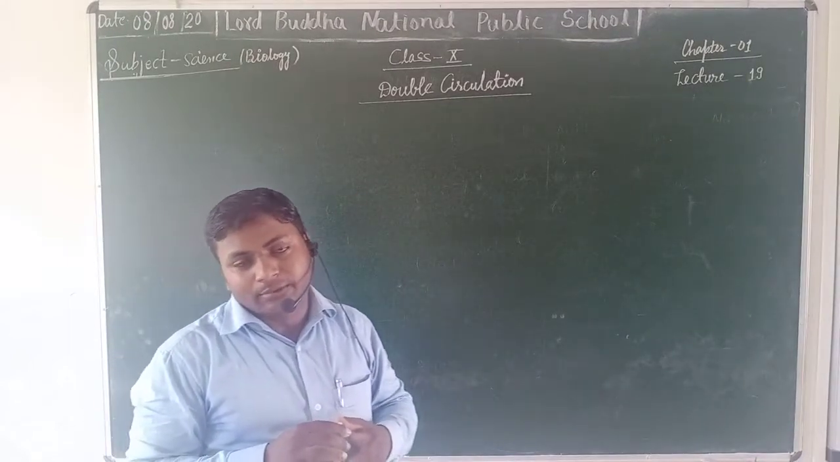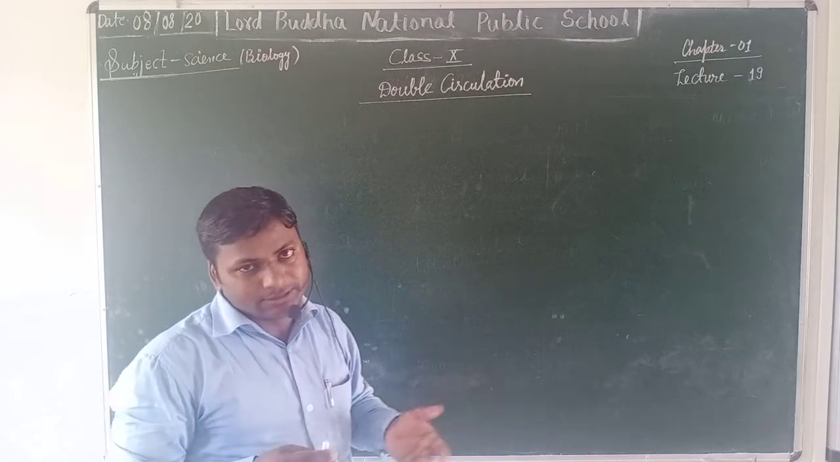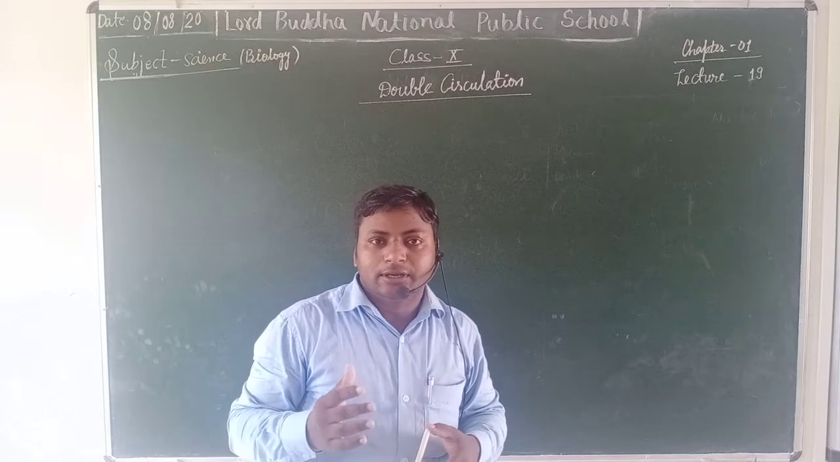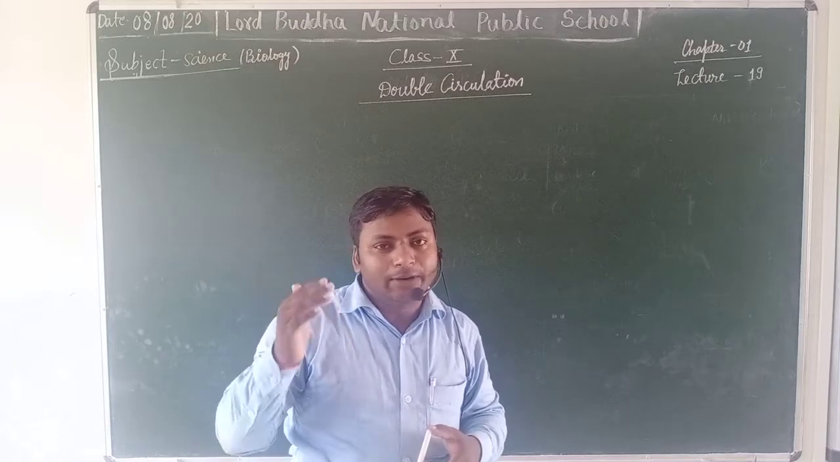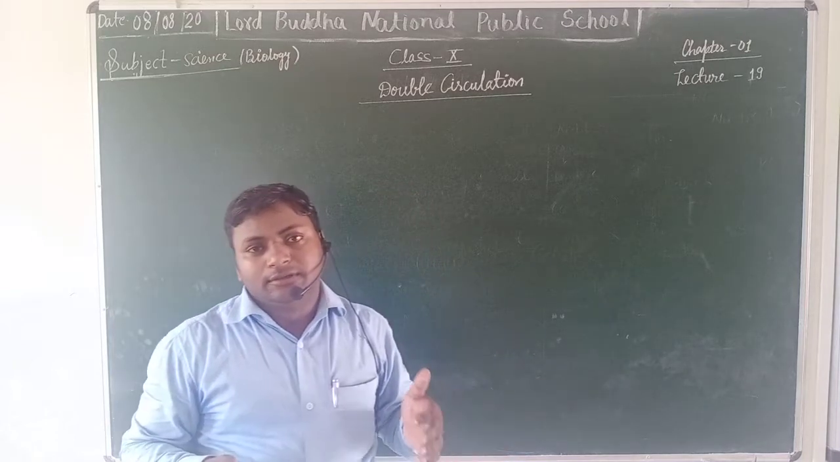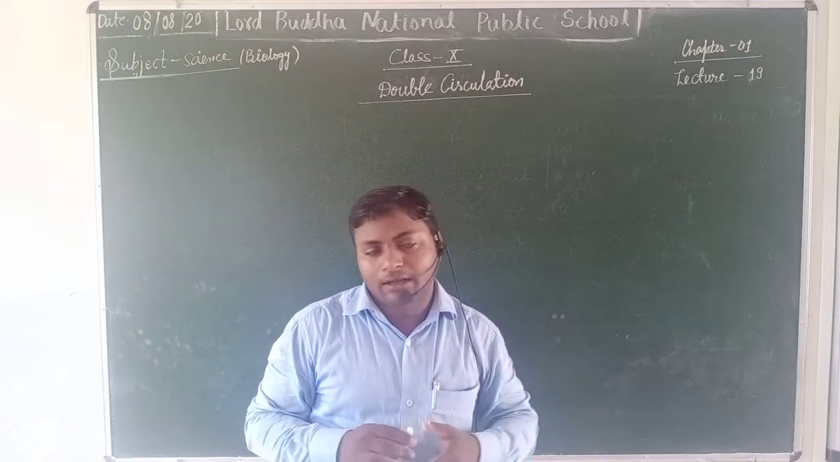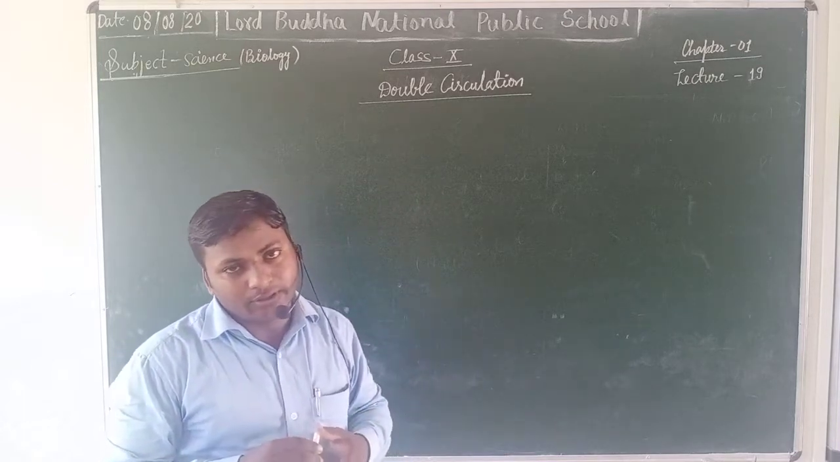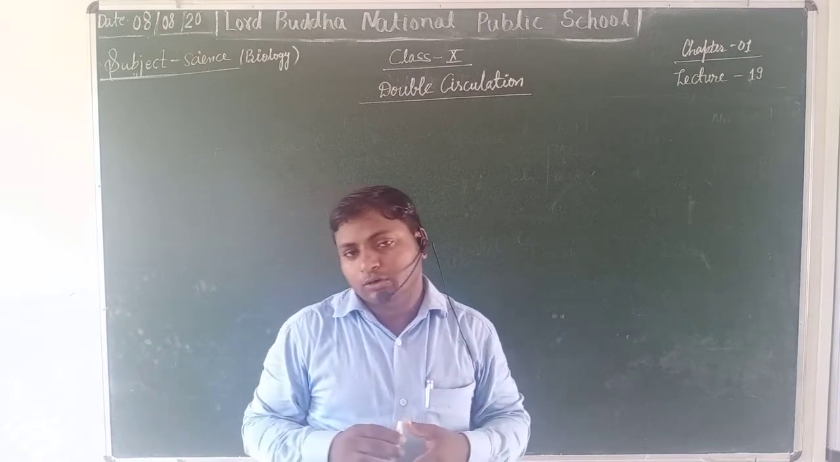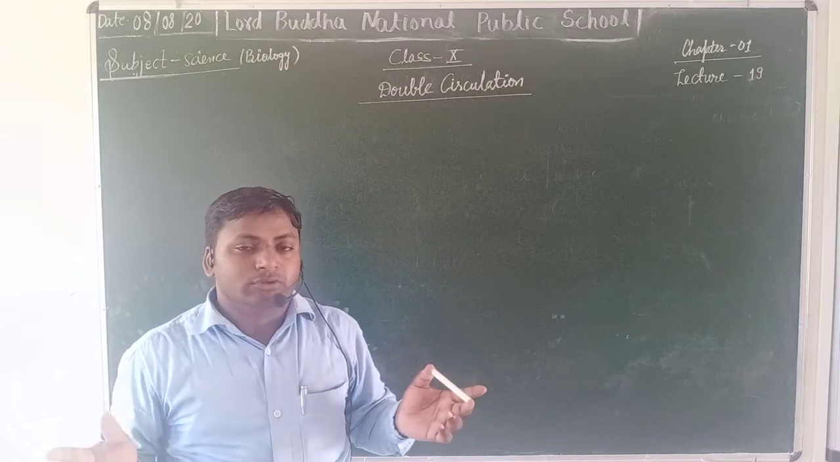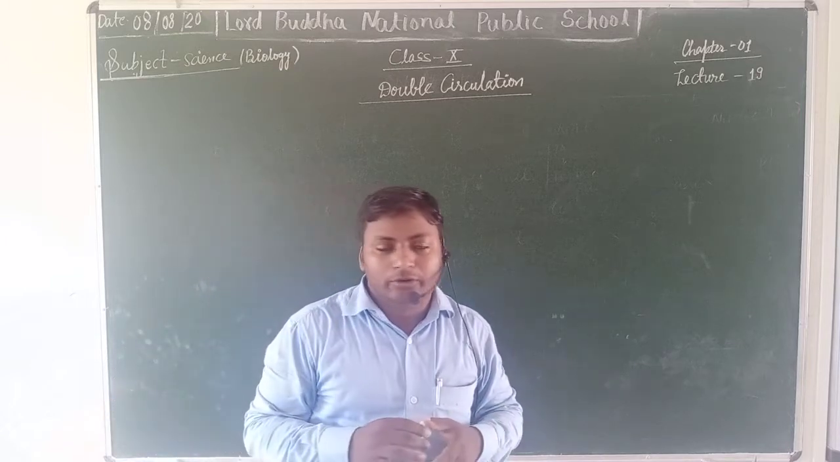Now the oxygenated blood from the lungs passes to the left atrium, and from the left atrium to the left ventricle. From there, with the help of the systemic arch of the aorta and the descending aorta, it is distributed to the different parts of the body.